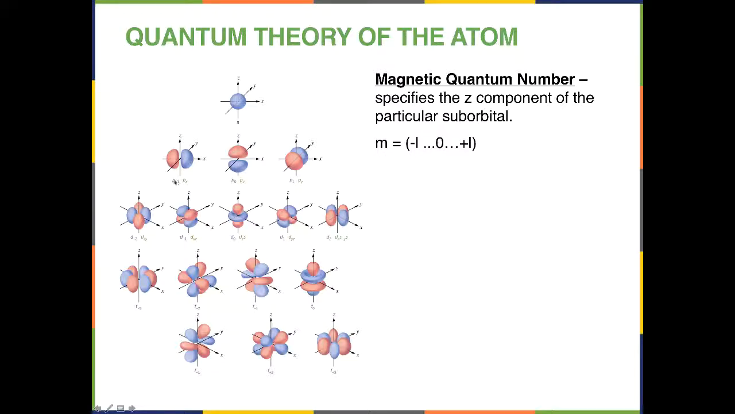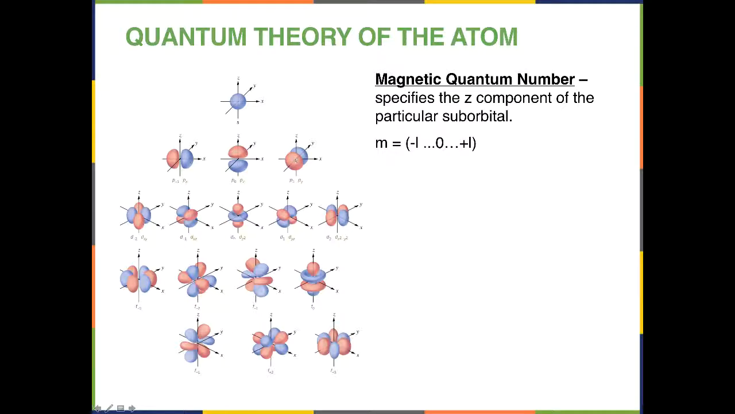And so minus 1 would be px, 0 would be pz, and plus 1 would be py. Remember, p is determined by the second quantum number, L, and so each of these is 1, but if it's minus 1, it looks like this. If it's 0, it looks like this. And if it's plus 1, it looks like this.